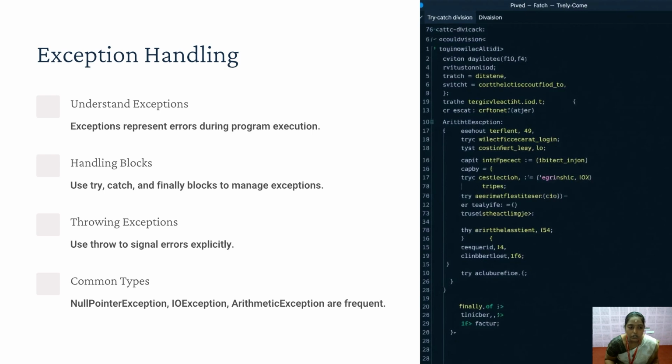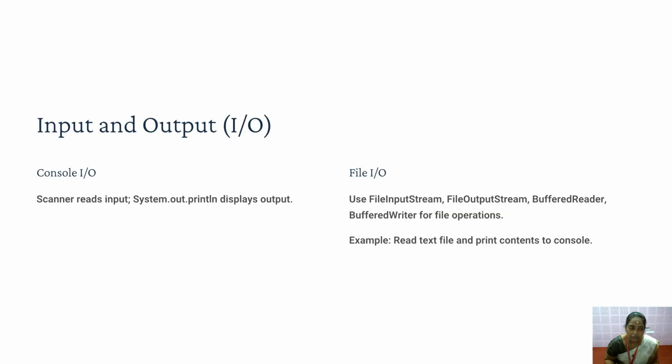Then handling blocks. How do we manage this exception? I can use try, catch and finally blocks to manage this exception. How do we inform that we have an exception? We can use throw to signal the error explicitly. What are the common types used? Null pointer exception, input output exception, arithmetic exception. These are the frequent ones.